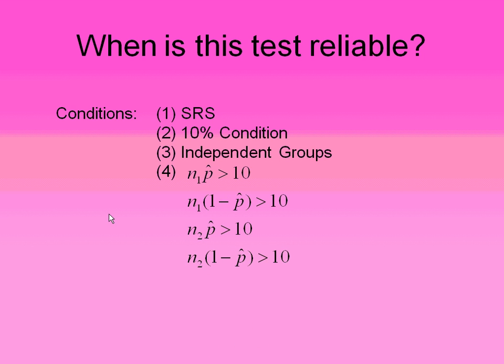Our fourth condition, checking to see if the np and nq are greater than 10, well, now we have 4 to check, and that's because we have two sample sizes, our male samples and our female samples. So we have n1 p hat and n1 q hat, and then the female. Notice that we have 4 to check. Using p, it's the pooled sample proportion. That is why we have to calculate that pooled sample proportion to check our conditions.